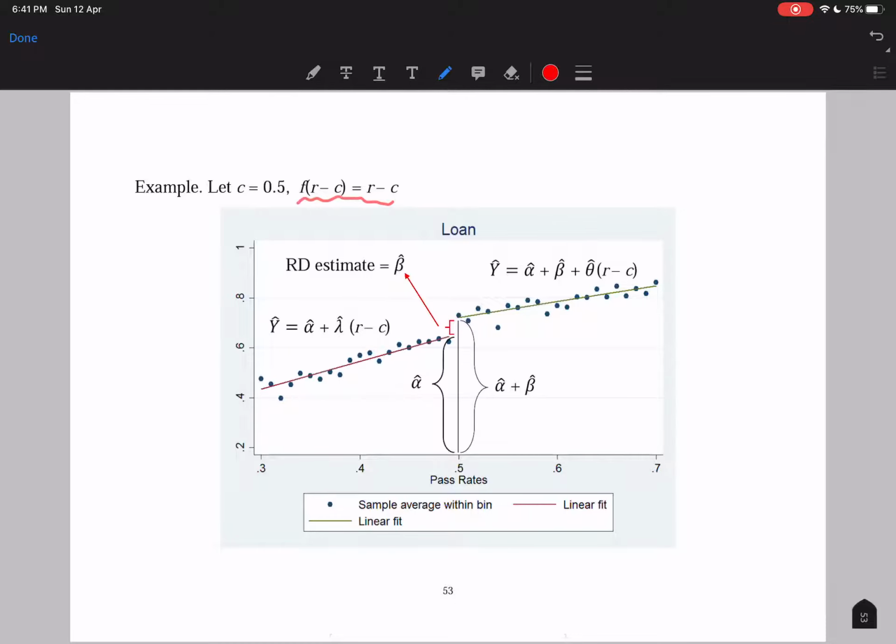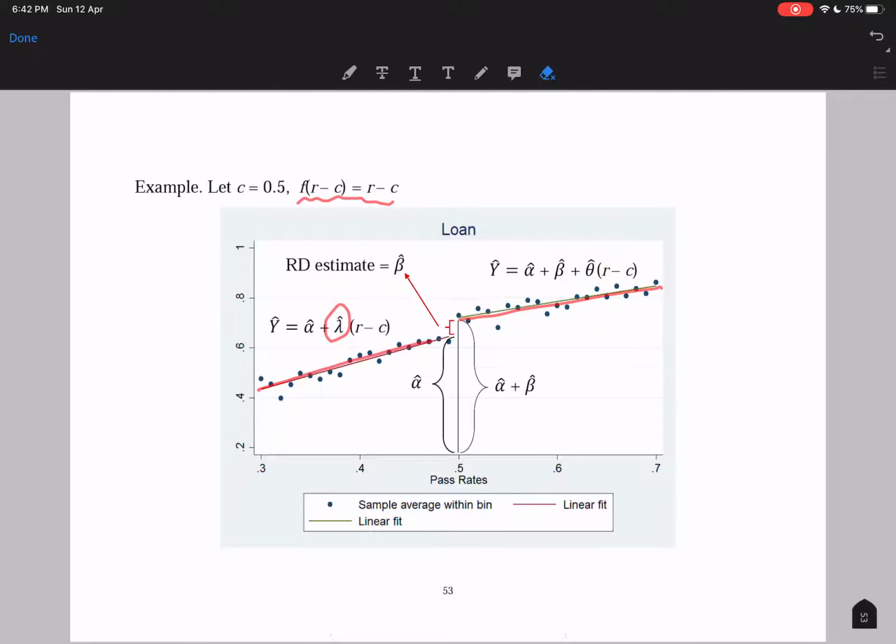And like I say, it's actually just estimating a linear fit. Because f is a linear function, we simply fit a linear line above the cutoff, and we fit another linear line below the cutoff. The theta and the lambda are just slopes. We allow the slope above the cutoff to be different from the slope below the cutoff.